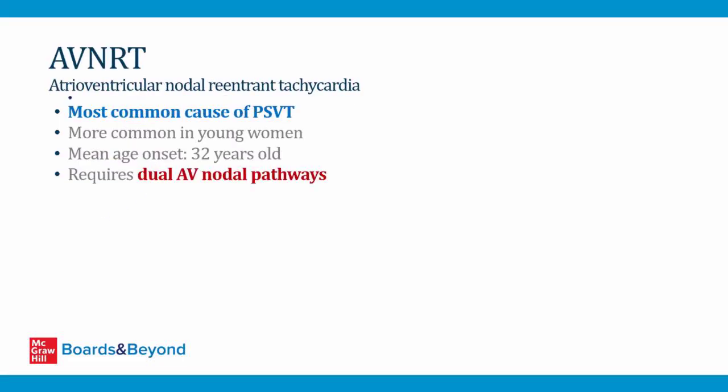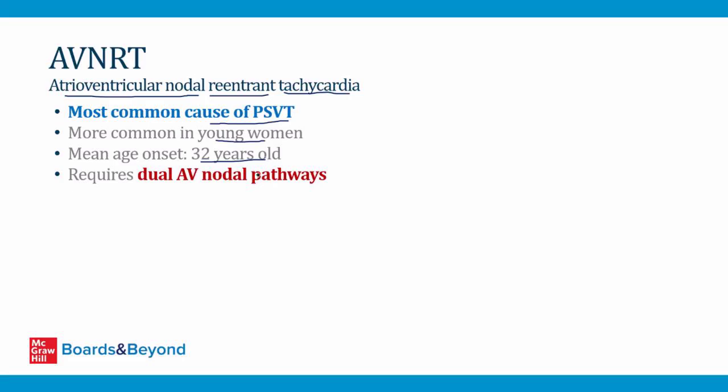Okay, so now let's talk about AV-NRT, which stands for atrioventricular nodal reentrant tachycardia. It has the term atrioventricular nodal in it because the arrhythmia originates near the AV node, and then it's a tachycardia. That's why it's called tachycardia. And I'll explain in a minute why it's called reentrant. That has to do with the mechanism by which the tachycardia develops. But you should be aware that AV-NRT is the most common cause of PSVT. It's more common in young women. The mean age of onset is about 32 years of age.